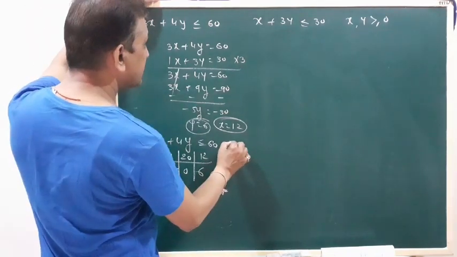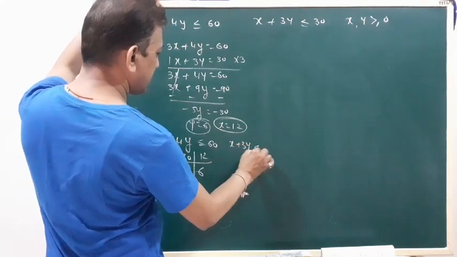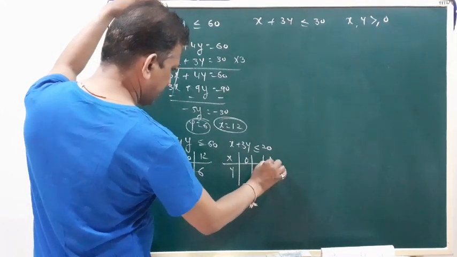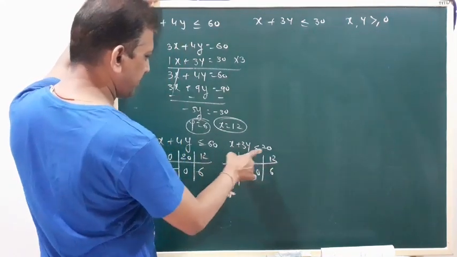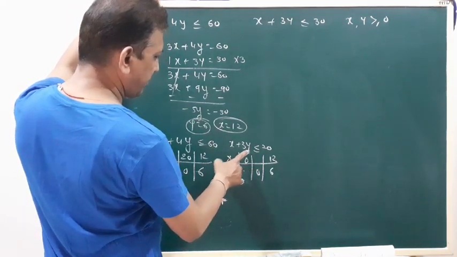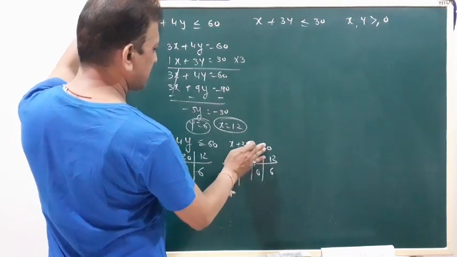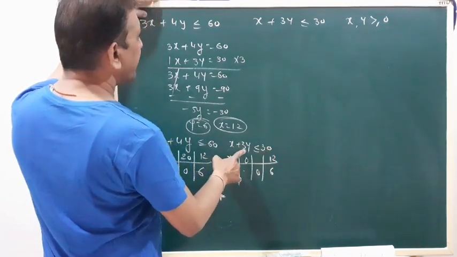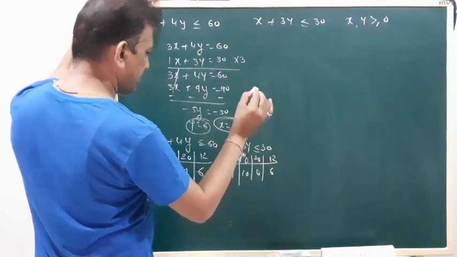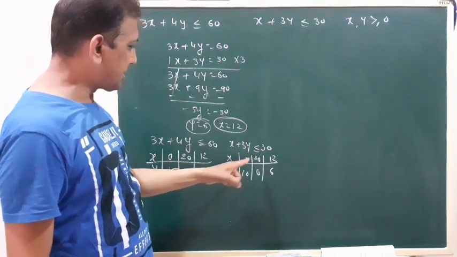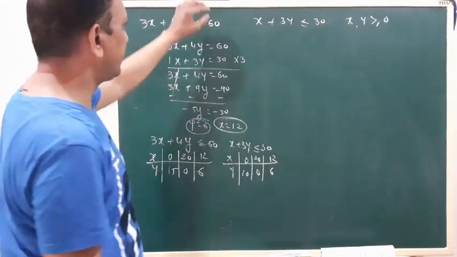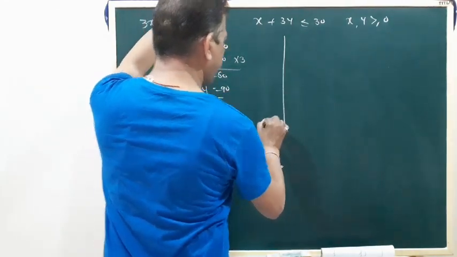Now the second equation is x plus 3y less than or equal to 30, with common point (12, 6). Put x equal to 0, 3y equals 30, so y is 10. And y equal to 0, here x is 30. So on the x axis the maximum is 30, here 20, and on the y axis the maximum is 15, here 10. Okay, now draw the graph in only the first quadrant.